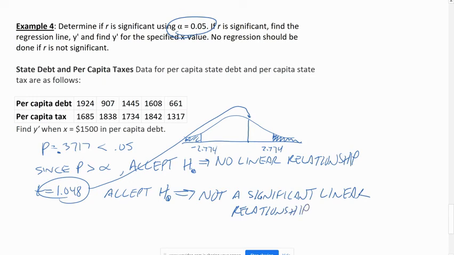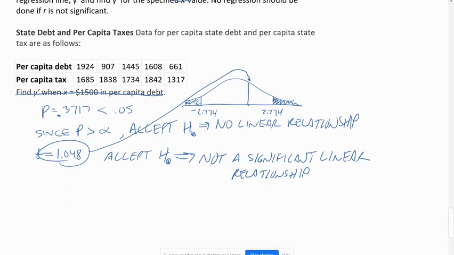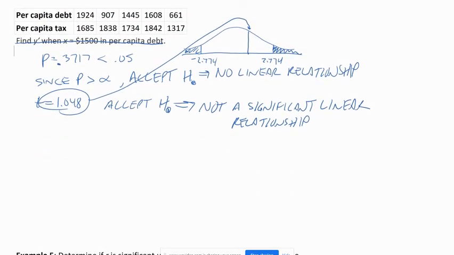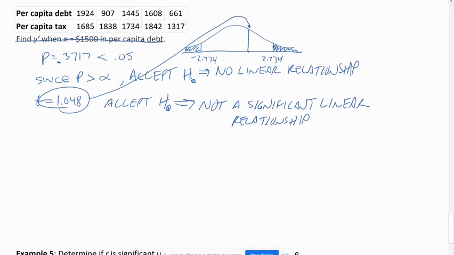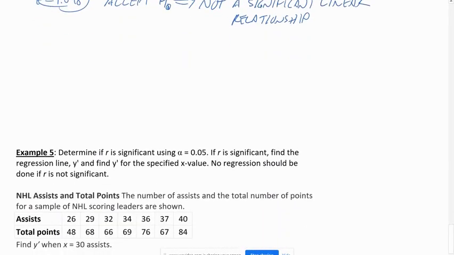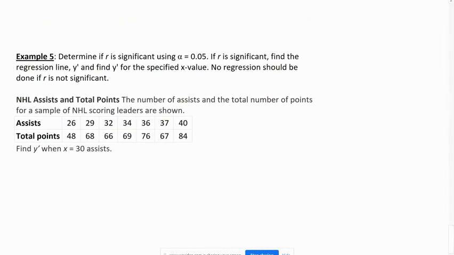Since there's not a significant linear relationship, we're not going to approximate the tax when x is 1500, because this data doesn't give us a good relationship between the two. So we can't make that prediction. On these problems where there's no relationship, you don't want to come up with the regression equation. Okay, and then we have one more to do.